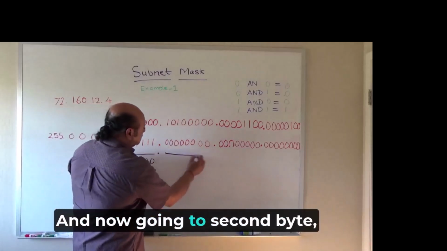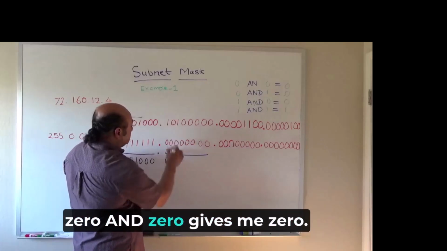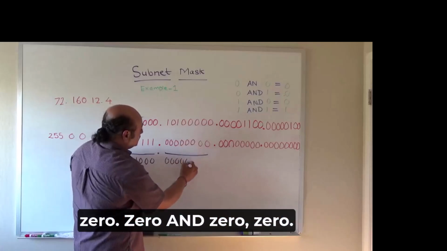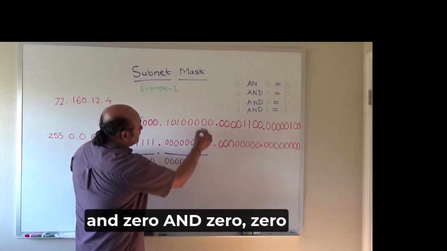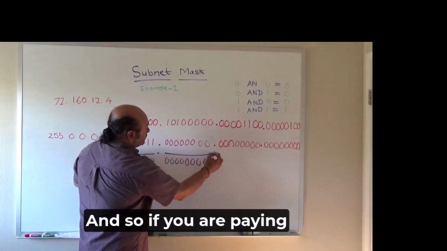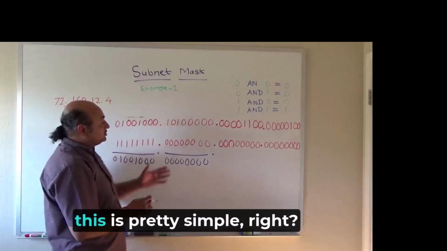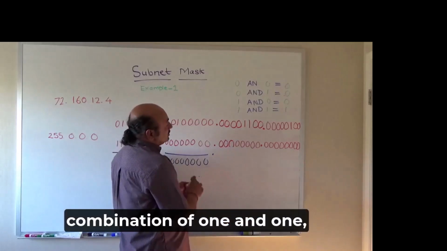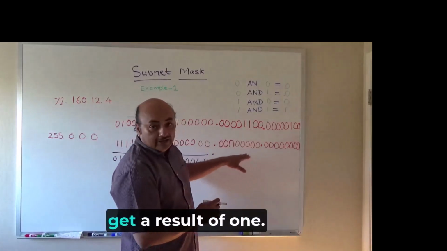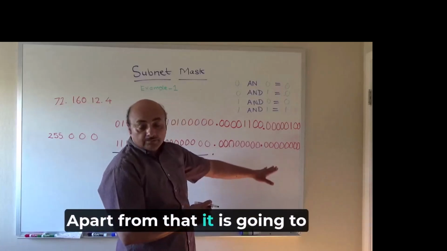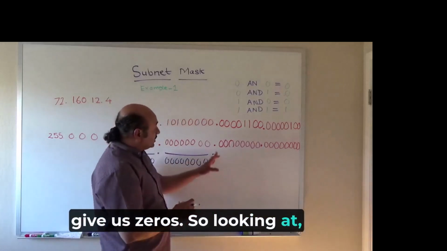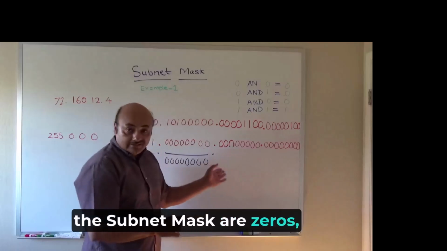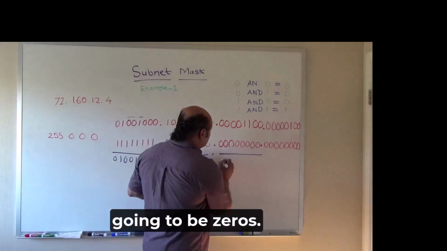And now going to the second byte, 1 and 0 gives me 0, 0 and 0 gives me 0, and so on, all zeros. So if you are paying attention, this is pretty simple, right? Because anytime there's a combination of 1 and 1, that is the only place where we'll get a result of 1. Apart from that, it is going to give us zeros. So since all the bits for the second and third byte of the subnet mask are zeros, the obvious result is going to be zeros.